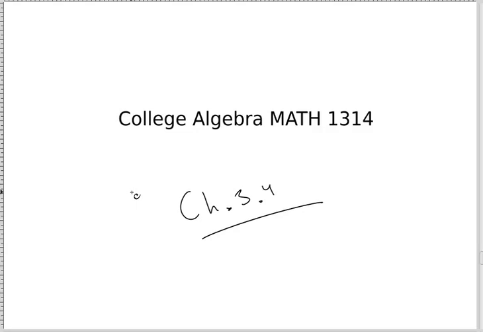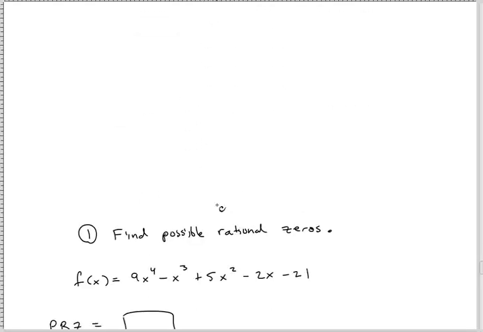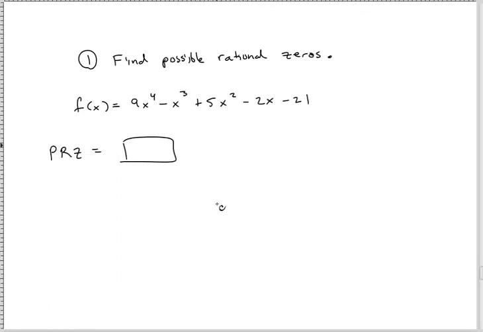We're going to find some zeros. First off, it says, find the possible rational zeros of this big old guy. What are the possible rational zeros? Well, I'll just give you the formula right here. It is the factors of the last term divided by the factors of the first term.